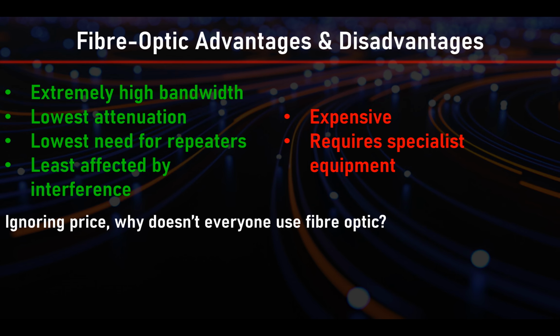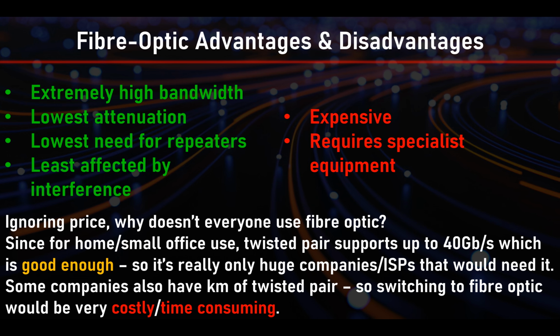All right, so let's think, why doesn't everyone use fiber optic? Basically, if you're talking about home or small office use, then you don't really need 100 gigabits per second per glass fiber. So if we think twisted pair, here it says twisted pair supports 40 gigabits per second. I think maybe now it might even be 100 gigabits per second. So for home or small office use, that's good enough. It's only really going to be huge companies, ISPs, that are going to need fiber optic. For example, the undersea cables.